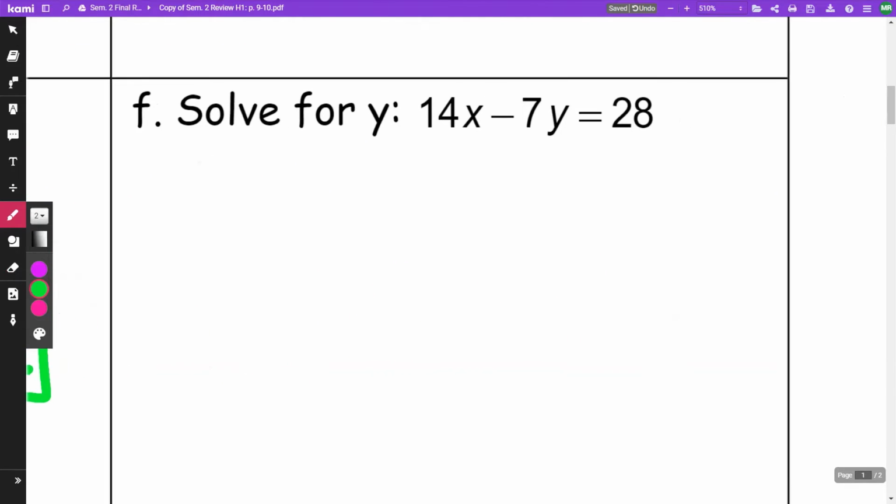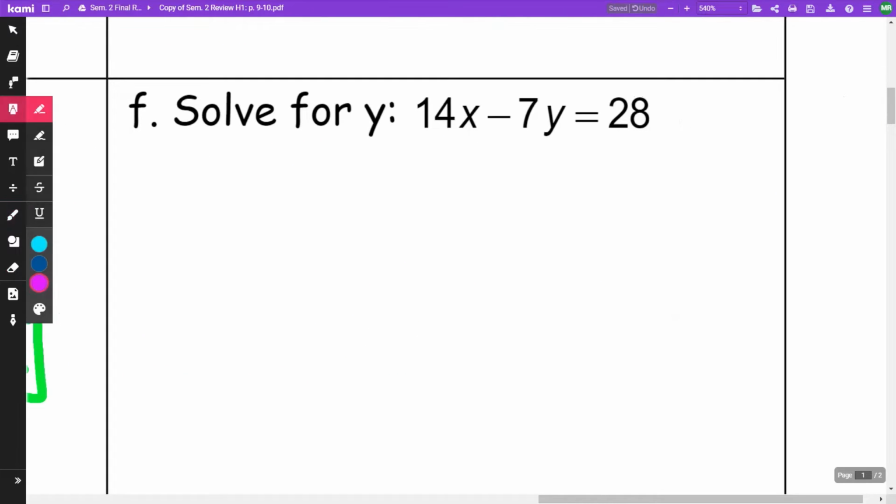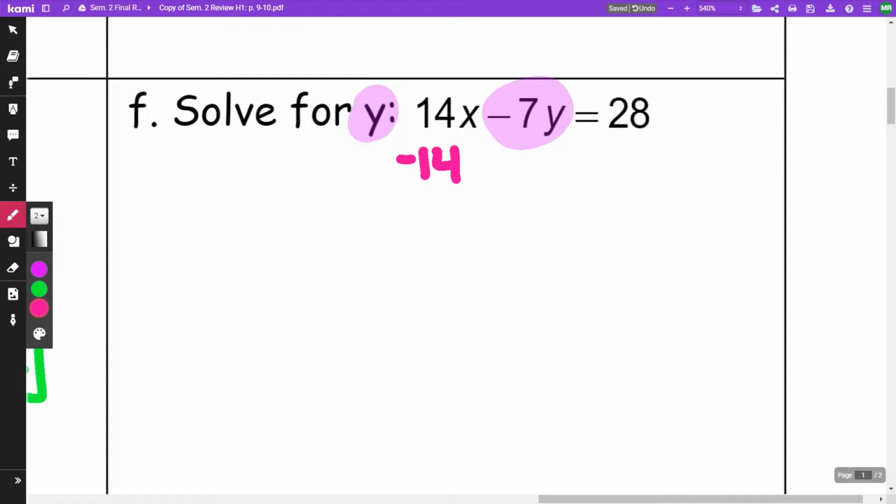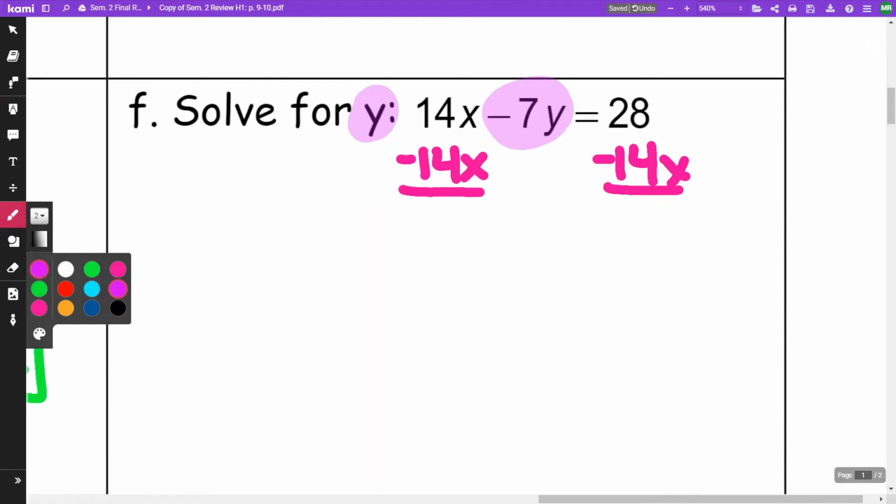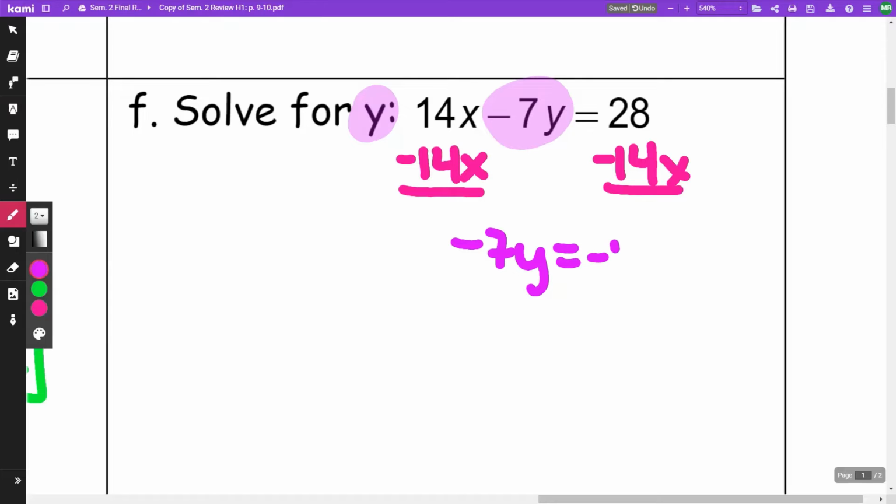For letter F, this one, you want to pay attention. They want us to solve for y. So our goal is to get that y by itself first. So the first thing I'm going to do is subtract the 14x. So when I do that, I'm going to get -7y is equal to, I'm going to write my -14x first. Doesn't matter. I can also do the 28 first. The 28 is positive, then the 14x is negative, or a minus.